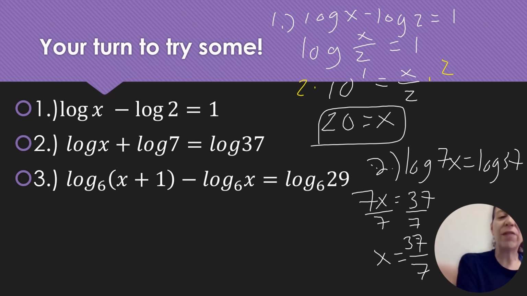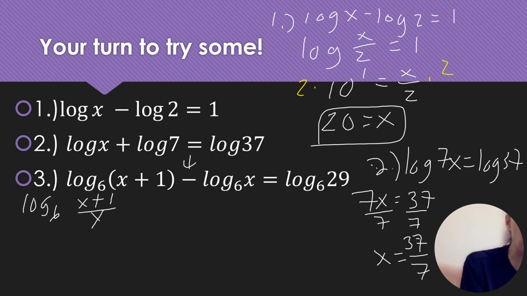Okay. So on the left-hand side, I have log base 6 of x plus 1 minus log base 6 of x. And then on the right, log base 6 of 29. So probably I'm going to use the same strategy that I just used, except with this subtraction, I am going to end up with a division problem. So I'm going to have log base 6 of x plus 1 over x, and that'll equal log base 6 of 29. And now I can set my two arguments equal.